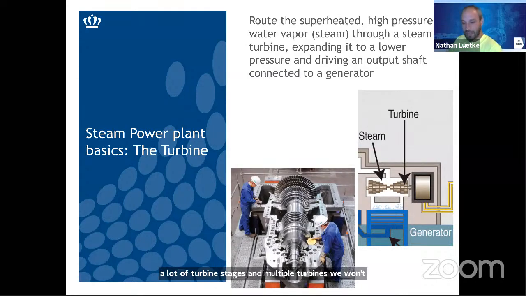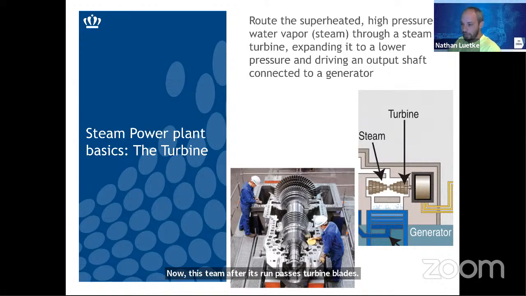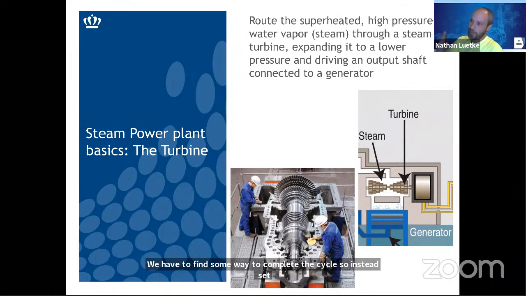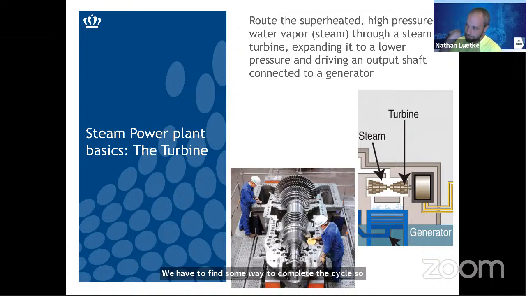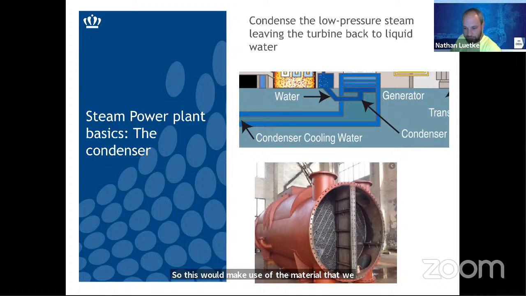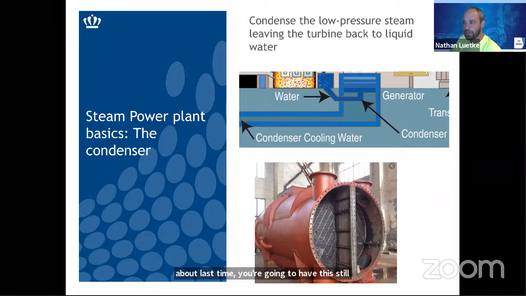Now, the steam, after it's run past those turbine blades, is going to have a lot less energy coming out of the other end, but it's still going to be steam. We have to find some way to complete this cycle. So instead of just letting that steam go out to the atmosphere, like we did with the pressure cooker, we condense it through a condenser. And the condenser is just a giant heat exchanger. So this would make use of the material that we talked about last time. You're going to have this still very hot steam, but much lower pressure.